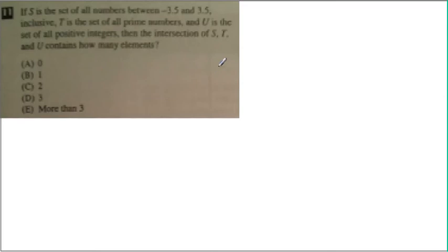Now, let's look at one at a time. S is the set of all these numbers, but T is prime numbers. That means the smallest prime number is 2, and then 3, but 4 cannot be it because it is greater than 3.5. Now, U is the set of all positive integers, which is true for 2 and 3. So we have 2 elements in that intersection, so our answer becomes choice C.